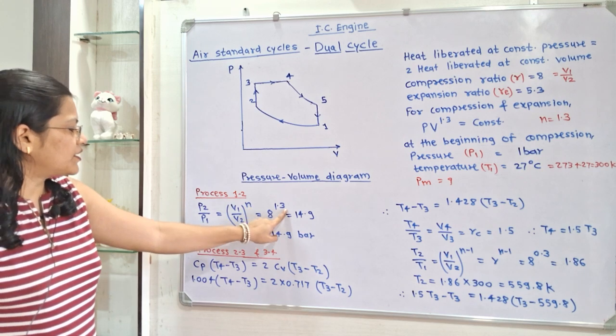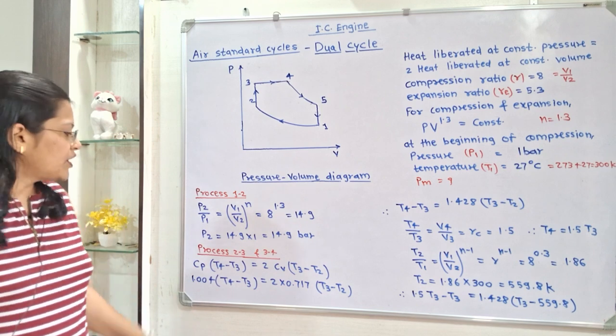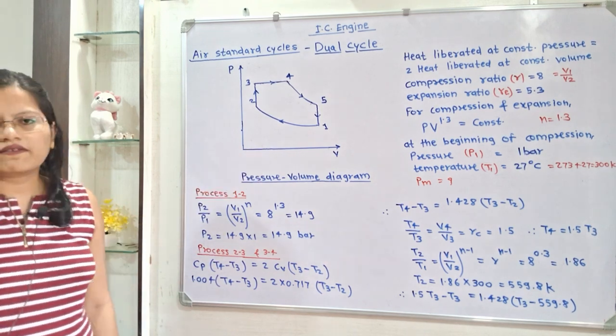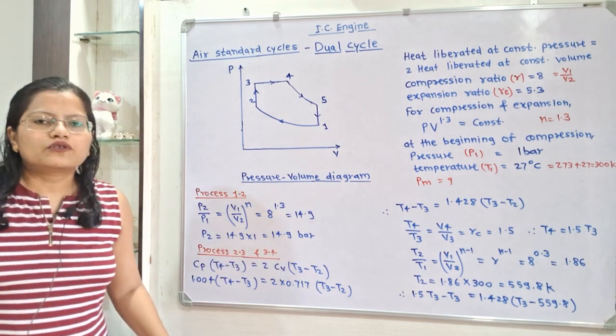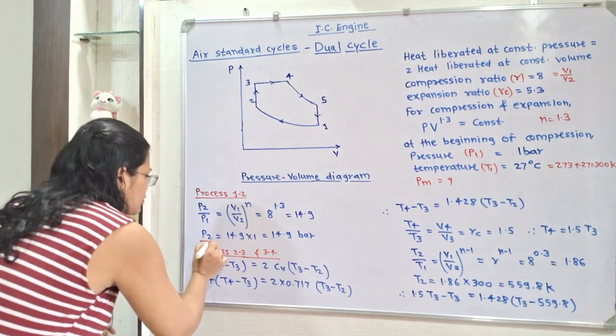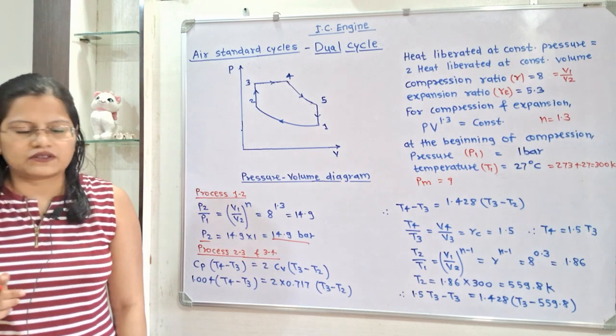So n is 1.3. So 8 raised to 1.3 is equal to 14.9. Now P1 is mentioned in the question. So P2 is equal to 14.9 bar. So this is the value of the pressure P2 that we use to calculate the mean effective pressure.